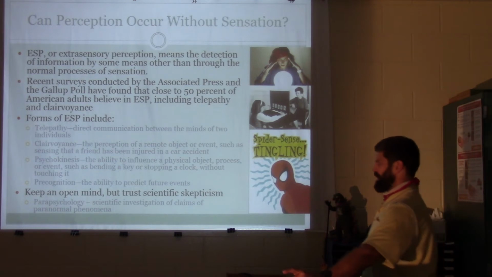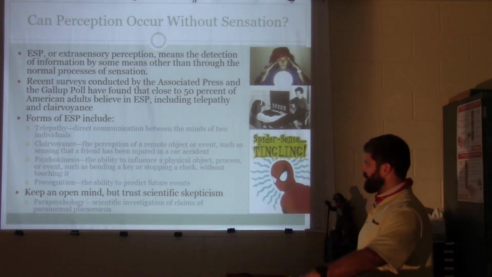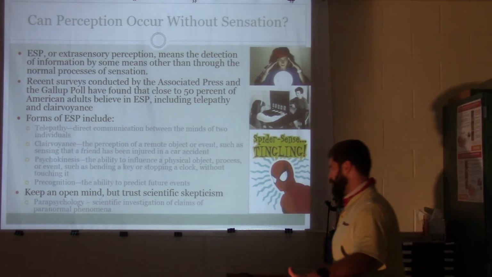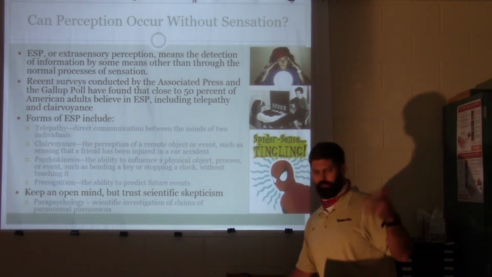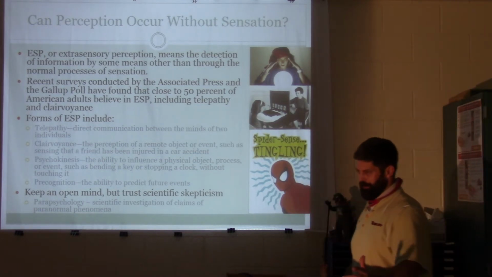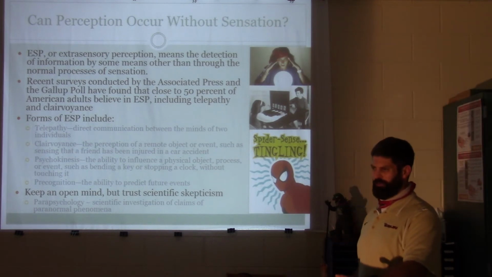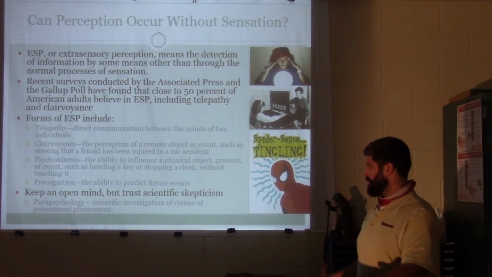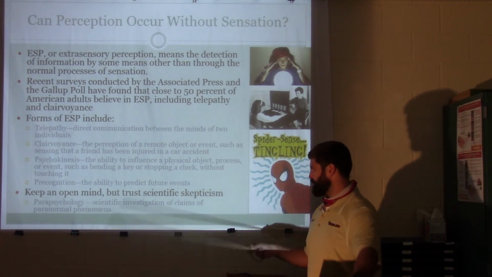Psychokinesis, also known as telekinesis, the ability to influence a physical object, process, or event, such as bending a key or stopping a clock without touching it. If you've seen The Matrix, it's that kid who bends the spoon. I've yet to see this happen as well. And then precognition, the ability to predict future events.